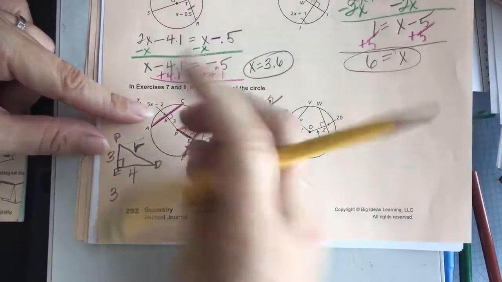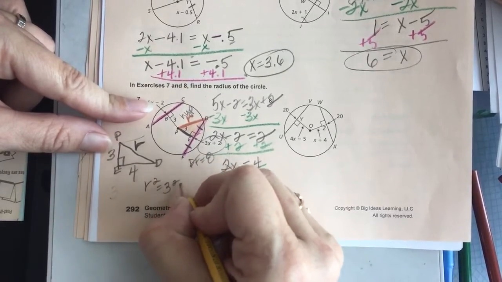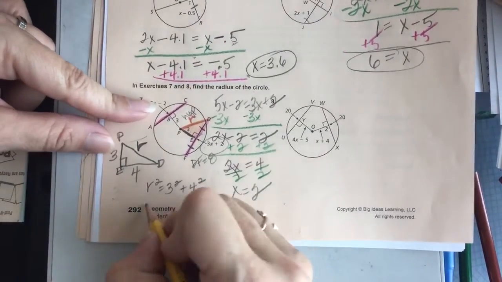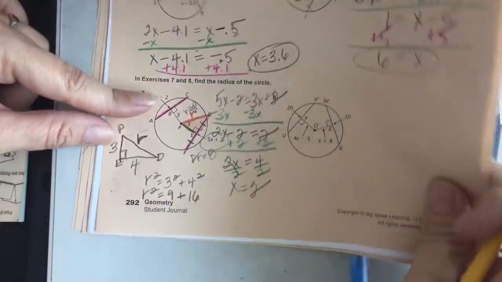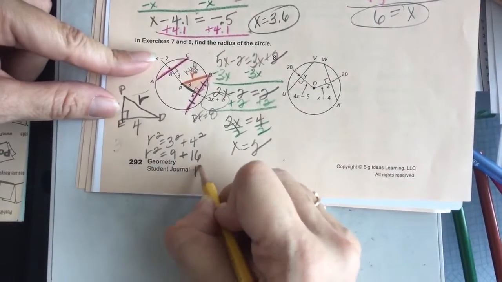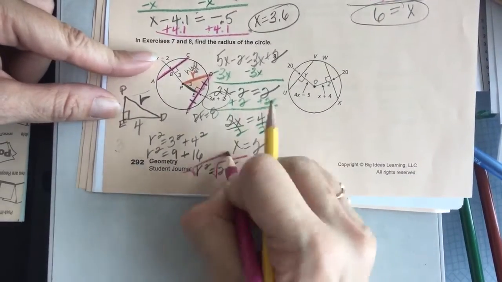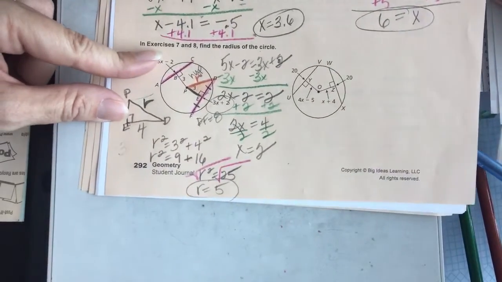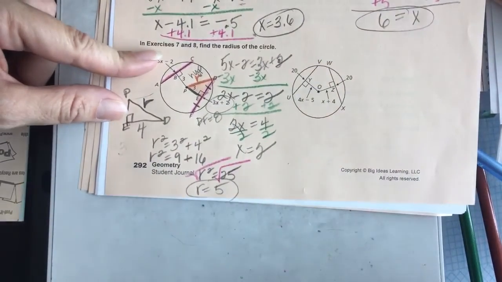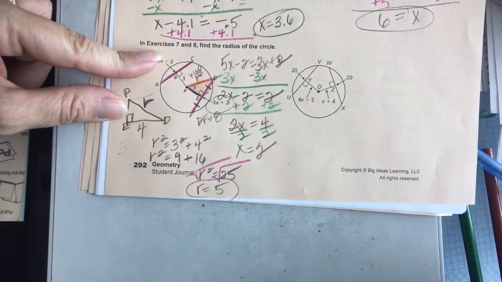I'm going to use the Pythagorean theorem. R squared is equal to 3 squared plus 4 squared. And I'm actually recognizing this as the smallest Pythagorean triple. R squared is equal to 9 plus 16. That makes R squared equal to 25. When I take the square root of both sides, then R is equal to 5. So the work that I had to do involved finding x and then using that to find measures that help me make that right triangle.